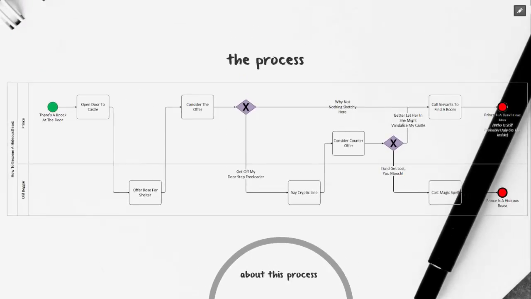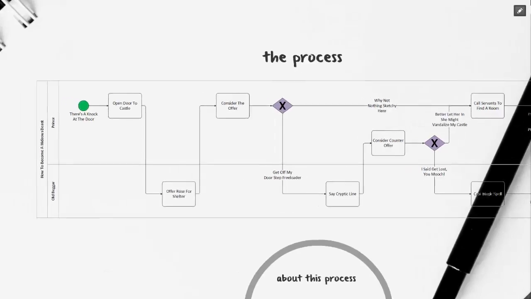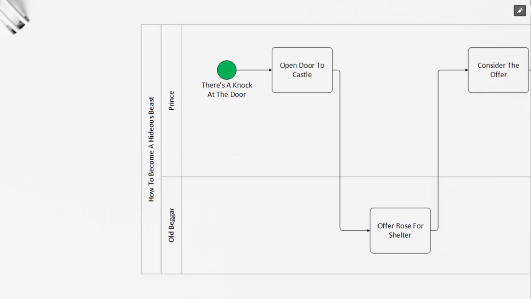Looking at our process in its entirety, we can see that the pool has been set up with 2 swim lanes. Let's take a closer look. We can see that our pool, How to Become a Hideous Beast, has 2 swim lanes within it, the prince and the old beggar. We know that our swim lanes are going to indicate ownership of given tasks as well as decisions. We can see the first task for the prince is to open the door to the castle.